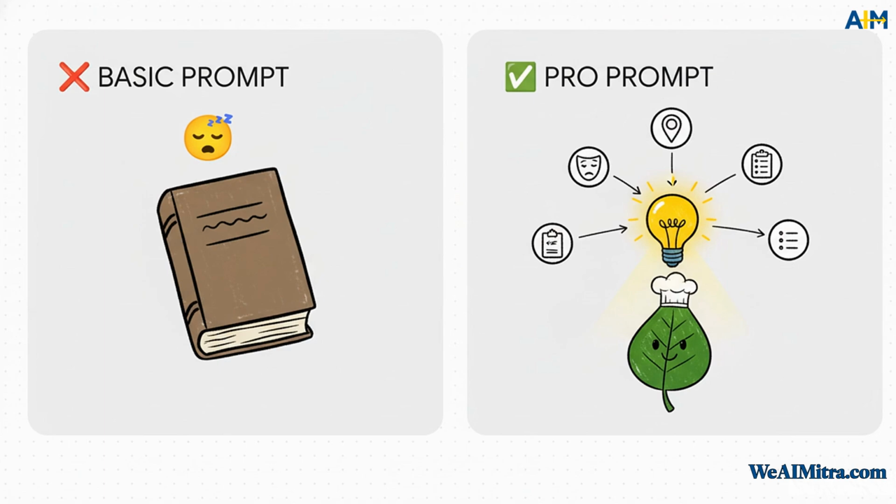But look at the pro prompt on the right. We used all 4 pillars. We gave it a persona, a passionate biology teacher. We gave it context, it's for a 10th grade student who gets cooking. We set a specific task, use a cooking analogy. And we defined the format, keep it under 250 words.